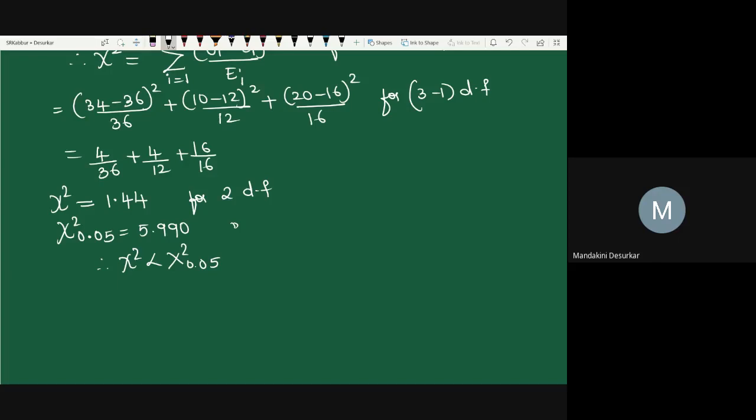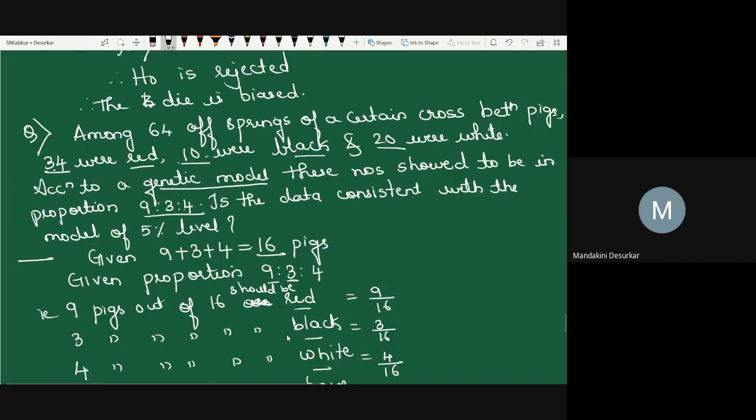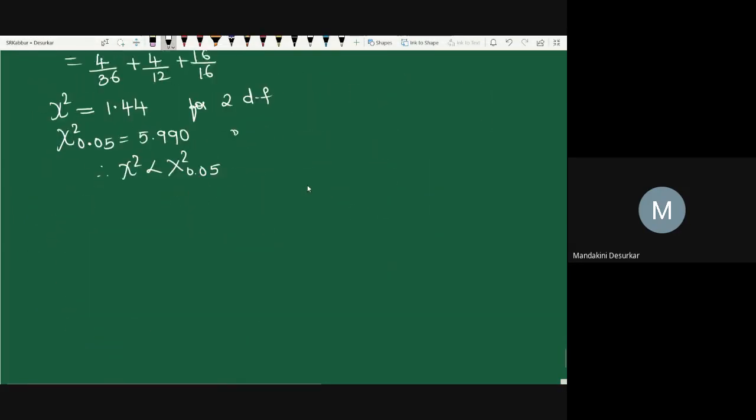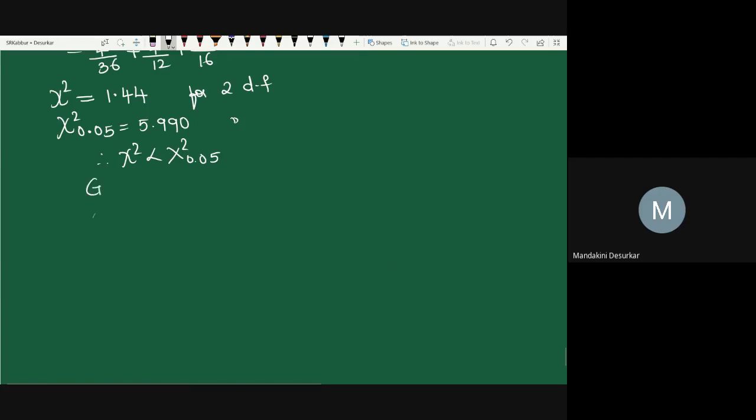I have not written H naught. Here you can mention that your null hypothesis is that the genetic model is true. As I have not mentioned it, I am simply saying that the genetic model is accepted.